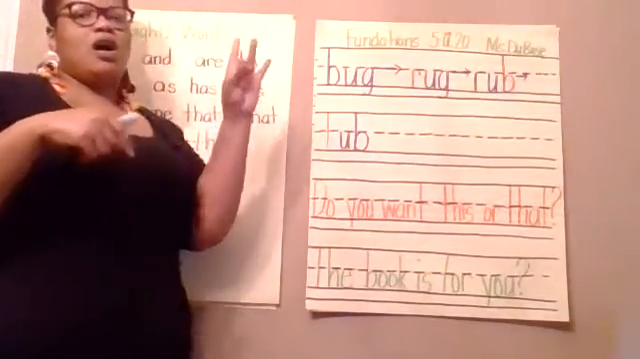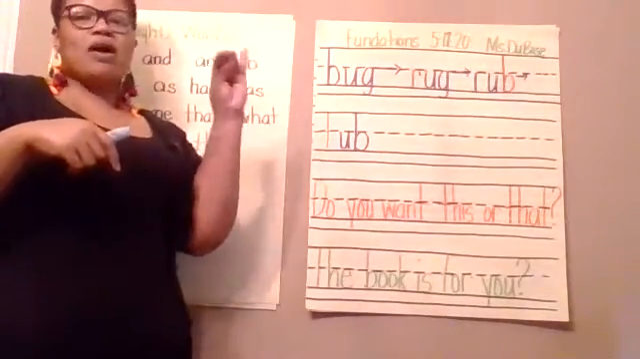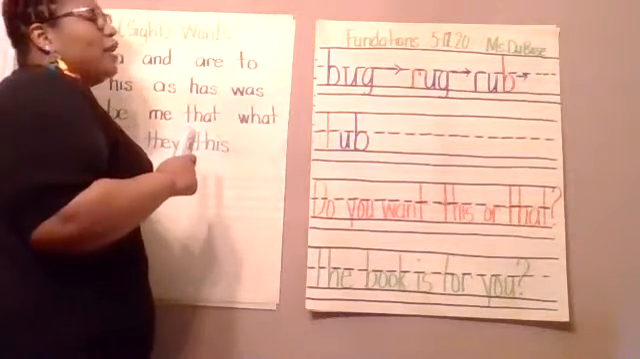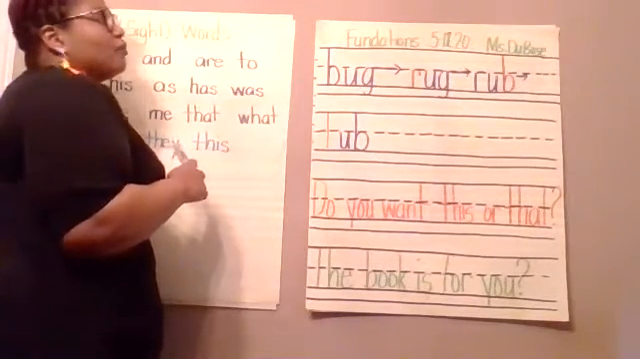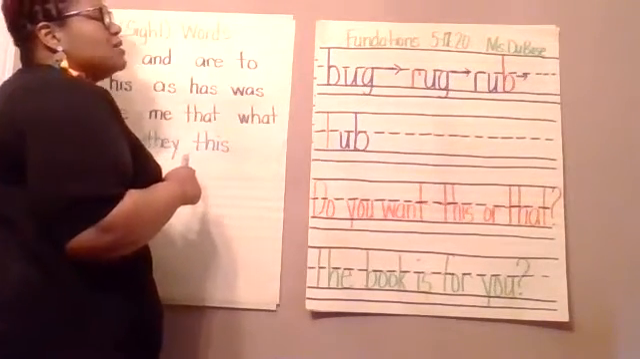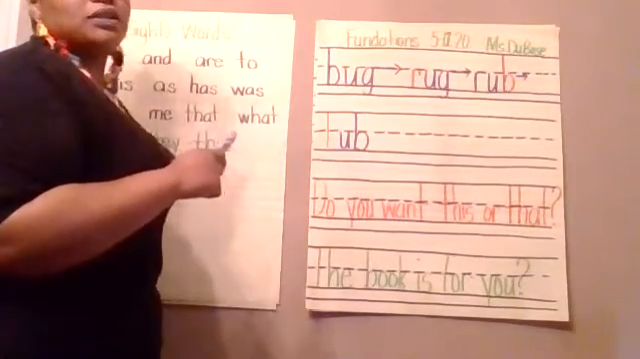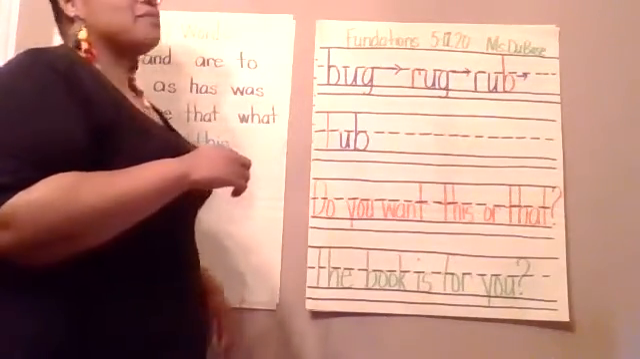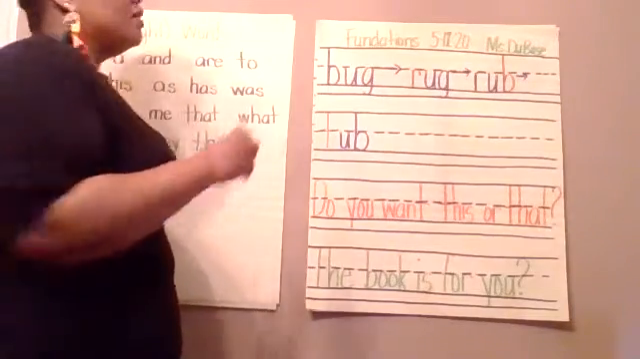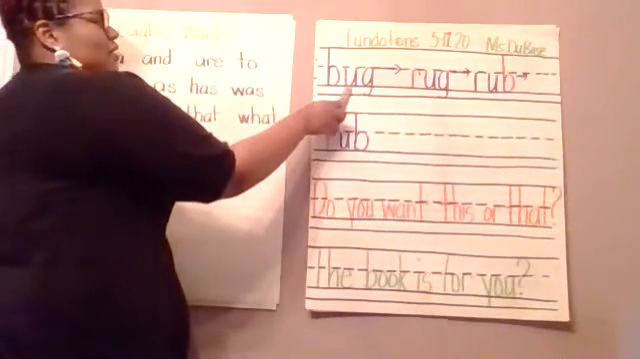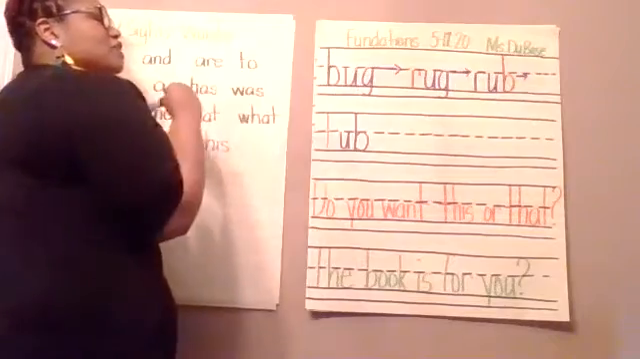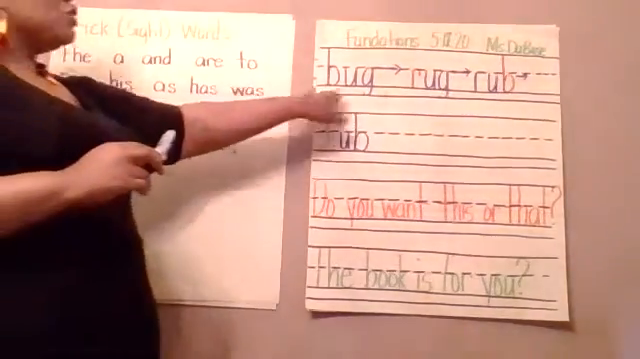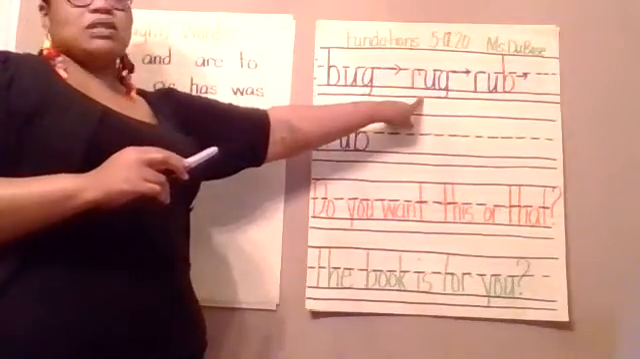Bug. All right, let's talk about bug. What is the first sound that you hear in bug? It is B. What is the middle sound you hear in bug? What is the last sound you hear in bug? G. First letter is B, second letter is U, last letter is G. B-U-G spells bug. Now, going to the next word, my arrow means that we're going to this word.